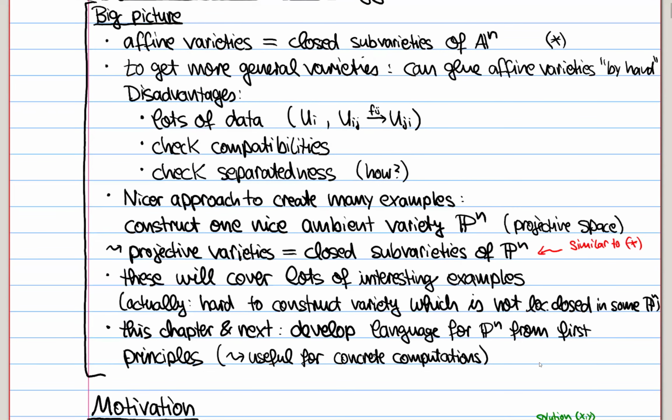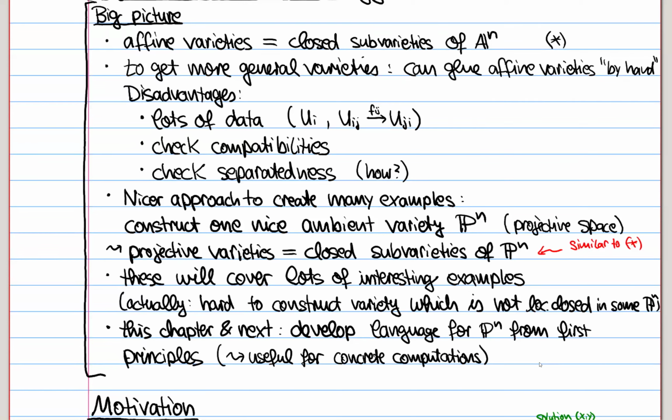And so in this chapter and the next, we're actually going to develop this language for projective space and these projective varieties from first principles. So we're going to start again really at the bottom and construct things as sets, and then we give them a topology, and then we make them into ringed spaces by defining a structure sheaf. We're going to see a very similar story to the things with affine varieties.